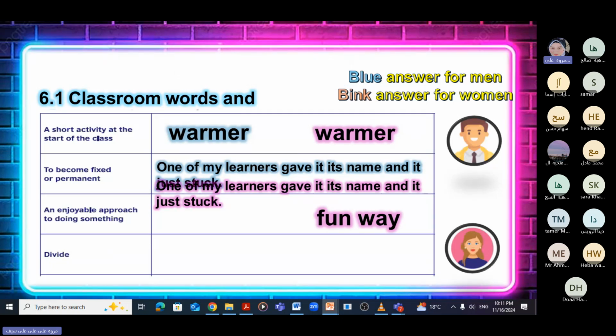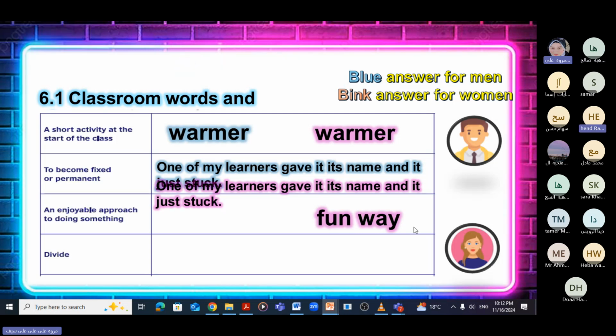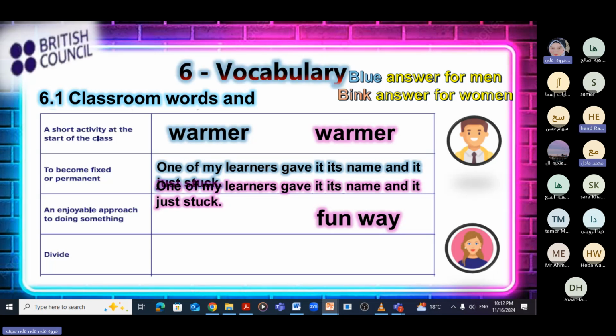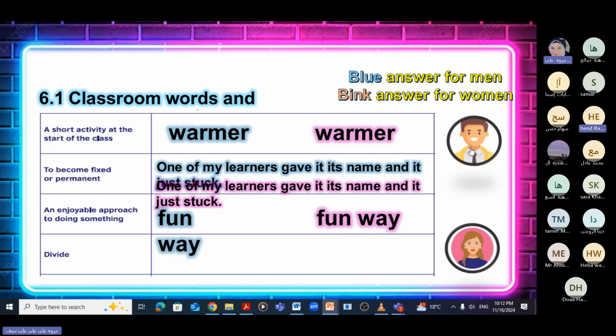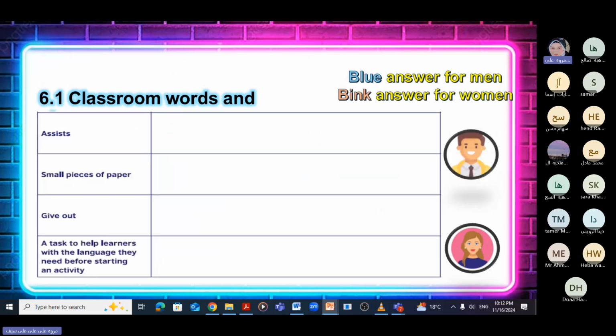Divide. Can you give me another word for the word divide? It starts with the letter S. It's a verb. Divide into groups. What's another verb that is similar to this one? Split. Yes, Mr. Muhammad. Yes, it's split. Excellent. Very good. The next slide.